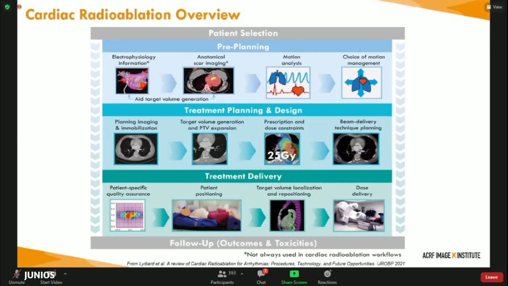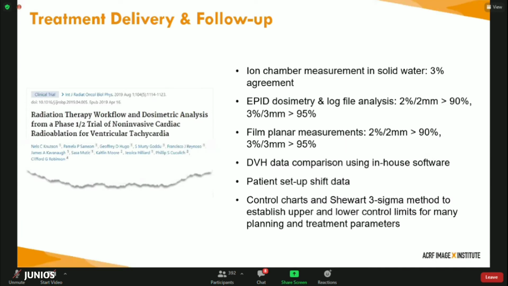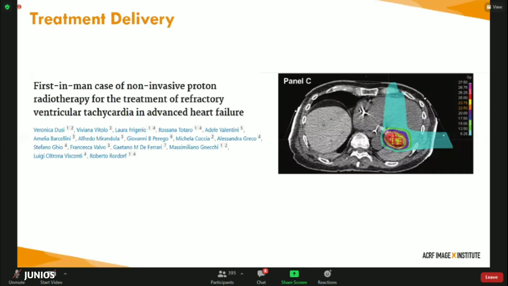Lastly, on treatment delivery and follow-up. Detailed information regarding patient-specific quality assurance was rarely reported in publications beyond that standard SABR QA clinical procedures were followed and passed. However, the Washington University group did detail their QA procedures, which included ion chamber measurements, film dosimetry, log file analysis, film measurements, DVH comparisons, analyzing patient setup shift data, and establishing upper and lower control limits for planning and treatment parameters.